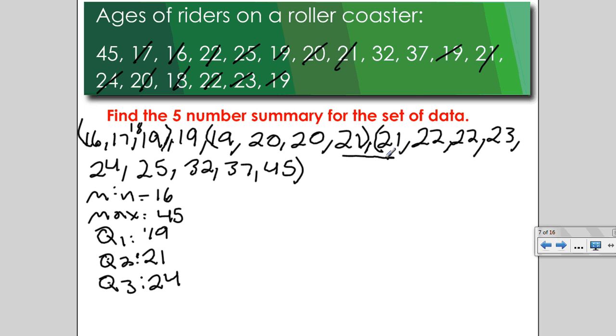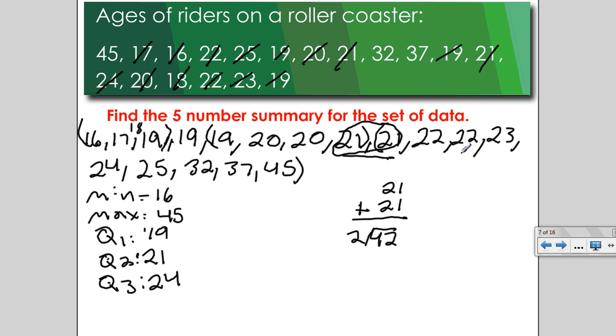Let's go ahead and look at the middle. Notice that on my median, my Q2, I have 9 and 9. These 2 numbers right here are my 2 numbers in the middle, which is 21 and 21. We don't have to figure that out. Now, if you want to, you can say 21 plus 21, which is 42, divided by 2, and you just get 21 again. You're just finding the average of these 2 numbers.